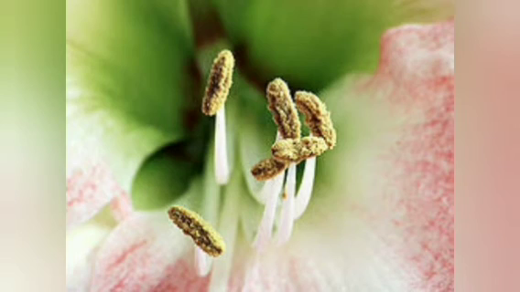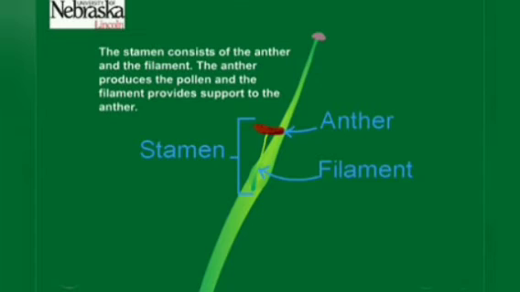The next is the stamen. So there is a filament and then you will find the anther, and you will have the powdery matter. The stamen consists of the anther and the filament. The anther produces the pollen and the filament provides support to the anther.